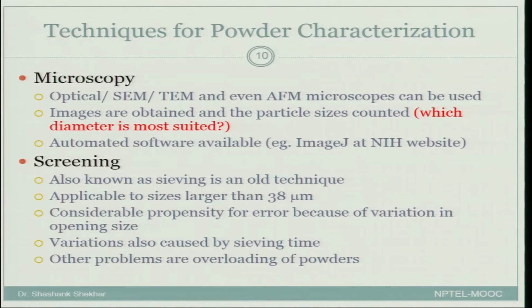So, these things have become very easy, and one of the very common image software that is available for free is ImageJ. It is at this website. Just type ImageJ NIH and you will be able to get a link. It is a very dependable software to analyze the particle size.